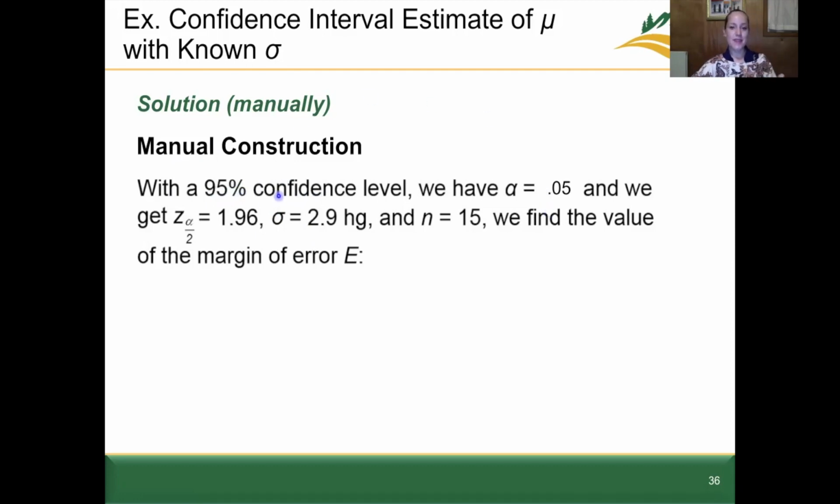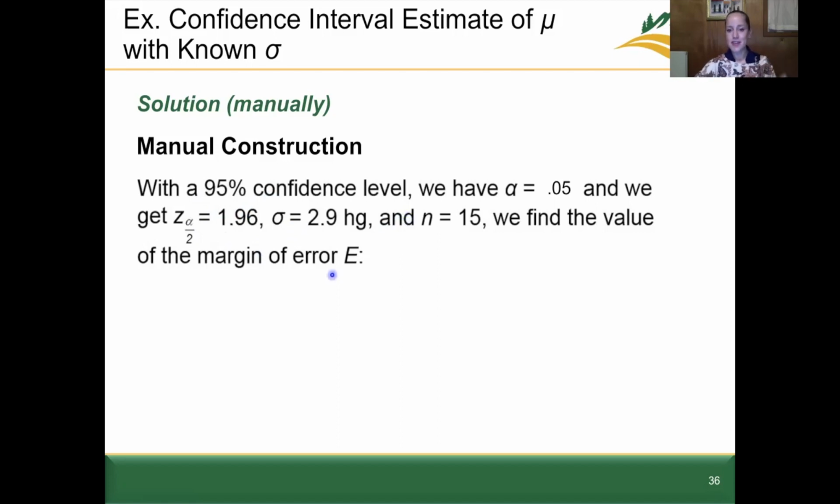Then we could go back to 7.1. We know a 95% confidence level is one of the more common confidence levels, so we can find a z subscript alpha over 2 is equal to 1.96. We could also definitely calculate this, and we should know how to do so. So we have a z subscript alpha over 2 of 1.96. That's our critical value now. We also know our population standard deviation is 2.9 hectograms, and the sample size is 15.